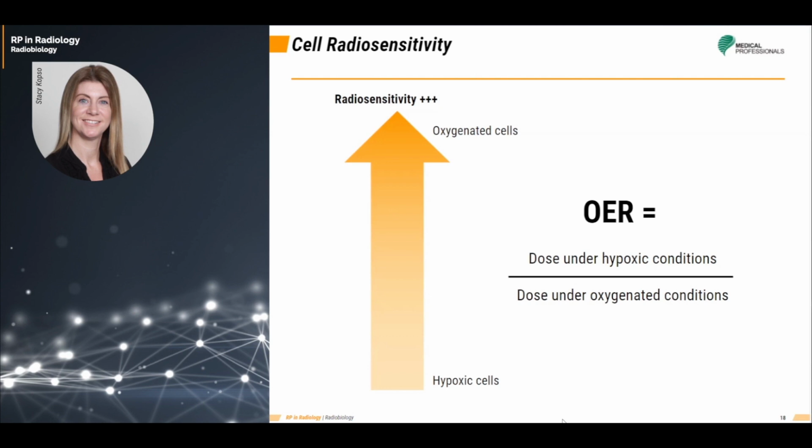One way to relate the degree to which oxygen affects cell radiosensitivity is the oxygen enhancement ratio. This is a ratio of dose required to affect a response under hypoxic conditions to the dose required to affect the same response under oxygenated conditions.